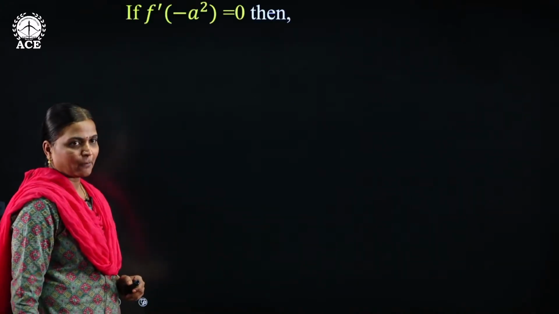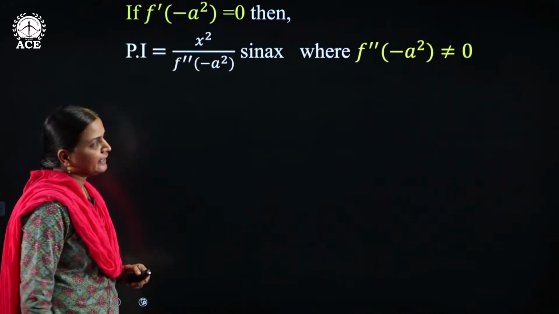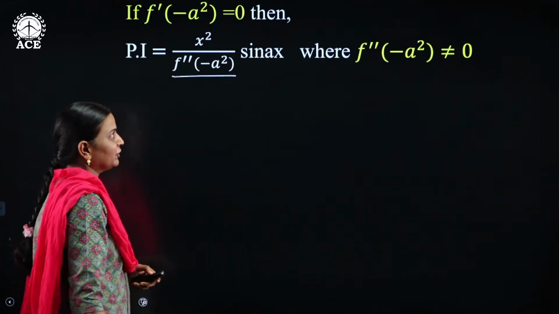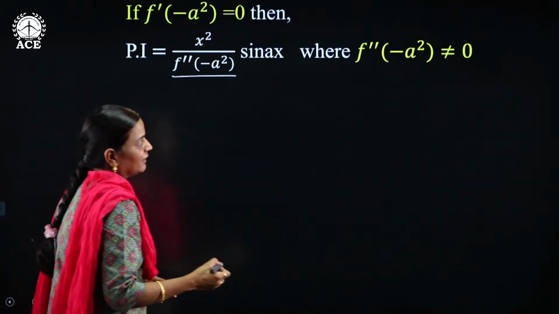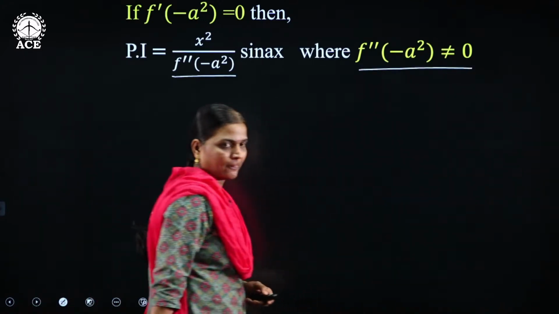What happens when f dash of minus a square is equal to 0? Then how do we write the particular integral? It is x square by f double dash of minus a square into sin ax. What is the condition? f double dash of minus a square is not equal to 0.